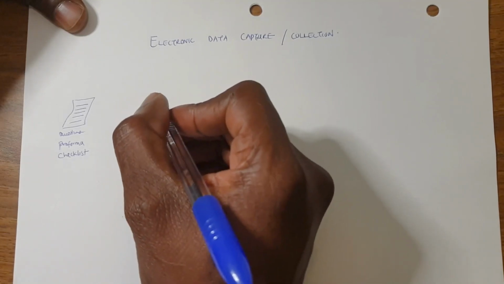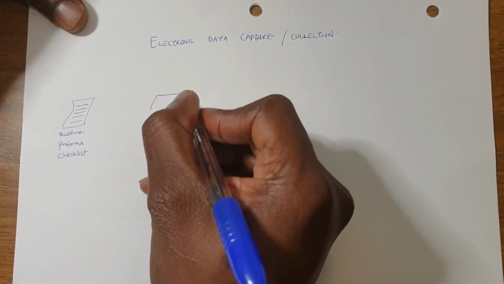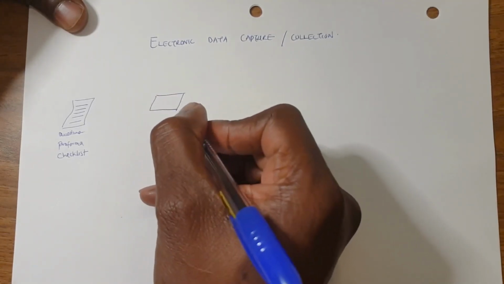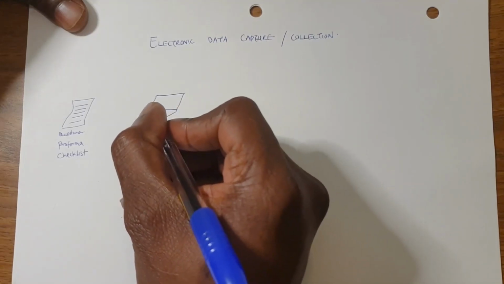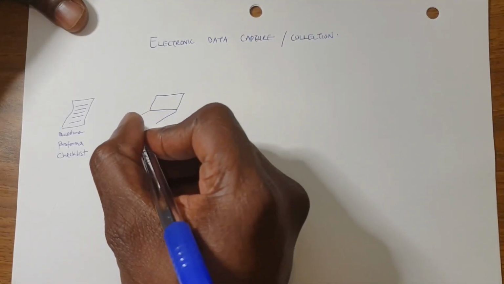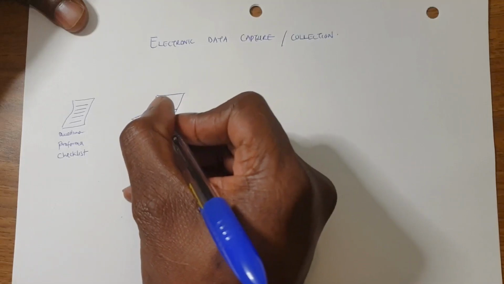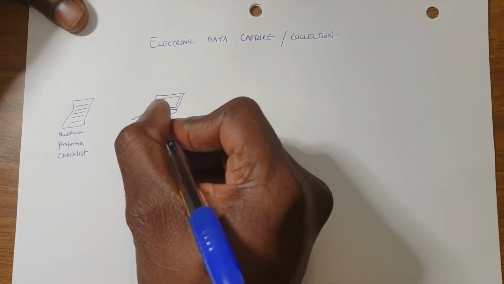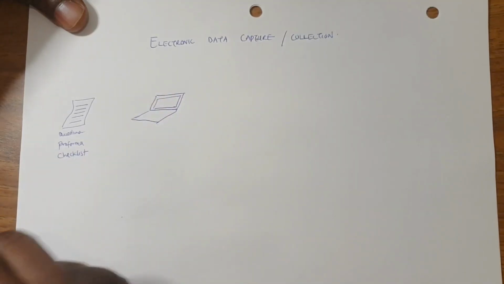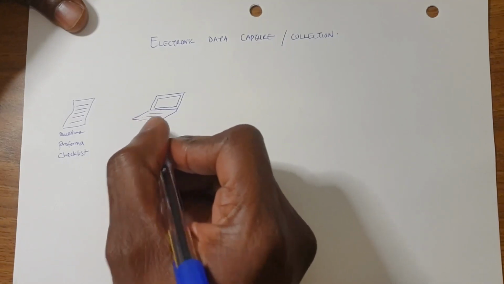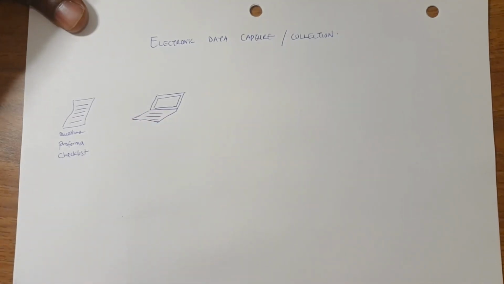Okay, so what are the things that you would need? You're going to need your computer. So don't mind my drawing of a computer, but imagine this is a laptop, a very good laptop. Okay, so this is a cool laptop, right? I don't know, maybe it's a Mac or whatever kind of laptop, right?